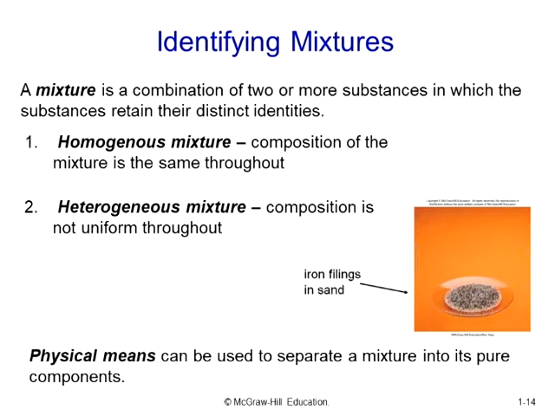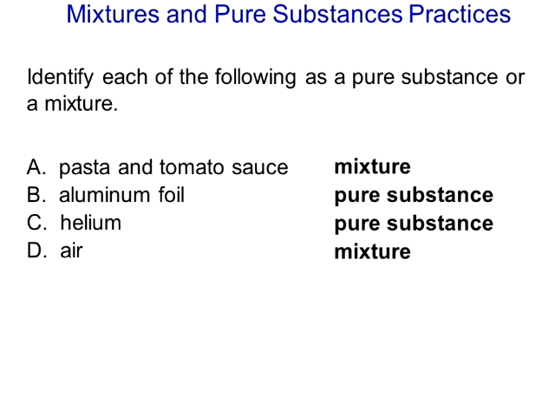Physical means can be used to separate a mixture into pure components. Here's some examples to further clarify what we're talking about. Potato paste is a mixture. Aluminum foil is a pure substance, because aluminum is on the periodic table. Helium, which is used in the helium-filled balloons for birthday parties, is a pure substance.